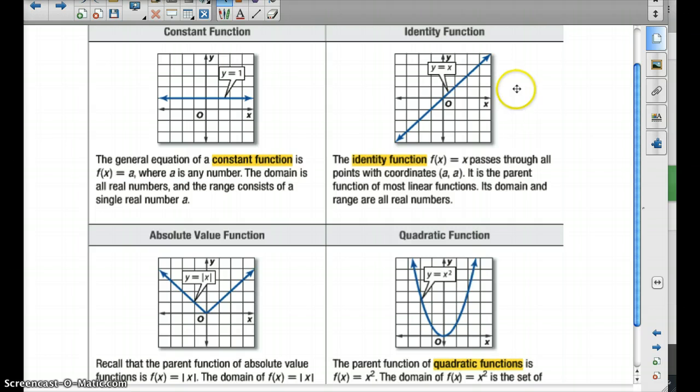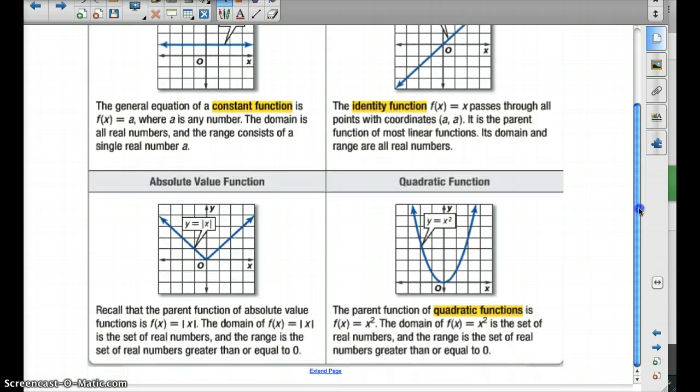Then we have the identity function, which is f of x equals x. It passes through all points and coordinates where we have a comma a, and it is the parent function of most linear functions. So we have the linear function, also known as the identity function. Domain and range is all real numbers.